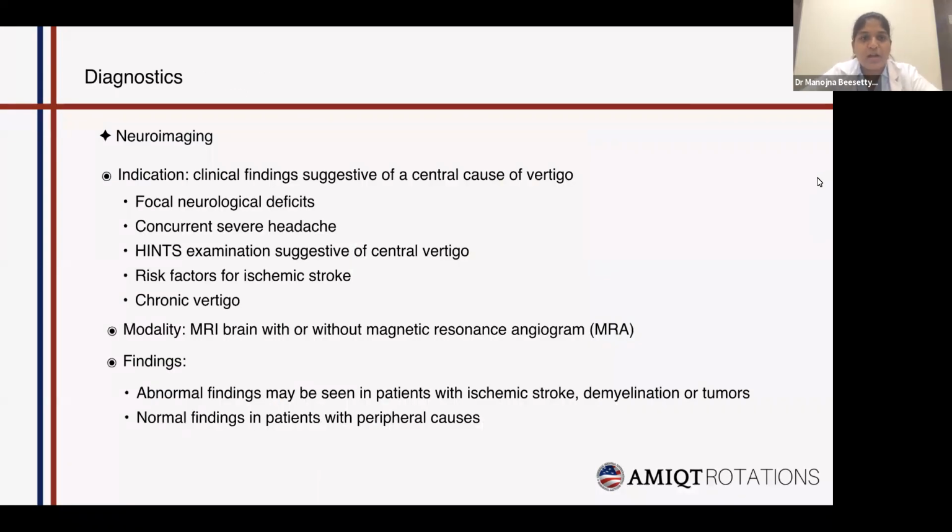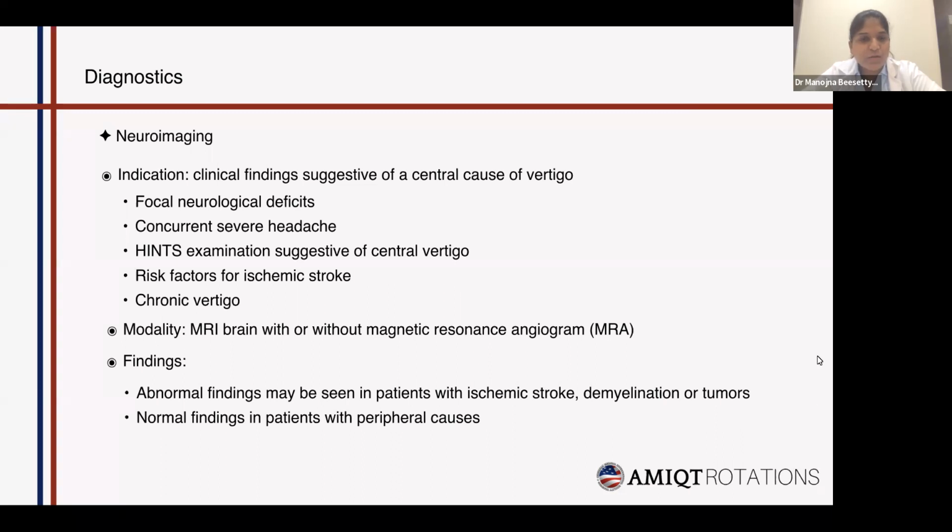The other diagnostics are neuroimaging. The indications for neuroimaging are clinical findings suggestive of a central cause of vertigo, focal neurological deficits like hemiplegia or facial weakness, and concurrent severe headache. Also, if the HINTS examination we performed earlier suggests a central vertigo, then neuroimaging has to be performed immediately. The risk factors of ischemic stroke and chronic vertigo are also indications for neuroimaging.